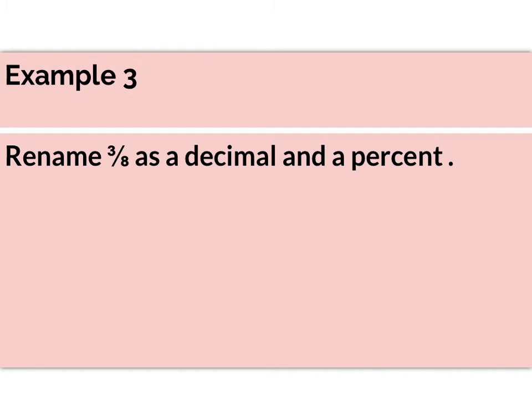Okay, so write 3/8 as a decimal and a percent. We know how to turn 3/8 into a decimal. 3 over 8: 8 goes into 3 zero times, and it's a decimal. 3 times 8 is 24. 60. 7 times 8 is 56. Subtracted, we get 4. 5 times 8 is 40. There we go. So 3/8 as a decimal is 0.375.